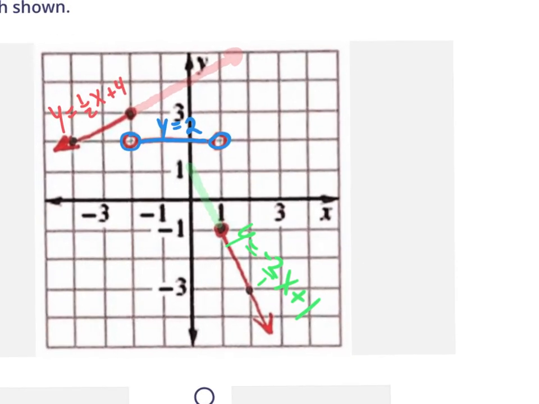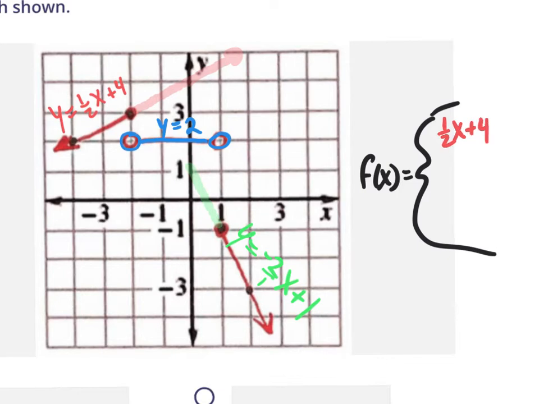And we know that a piecewise function, they're going to write it as f of x equals, and they're going to set up this bracket situation like that. And they're going to begin with the first line from left to right, which would be the red one. And this is saying y equals 1 half x plus 4. All you have to do is put the 1 half x plus 4 right there in red. 1 half x plus 4.